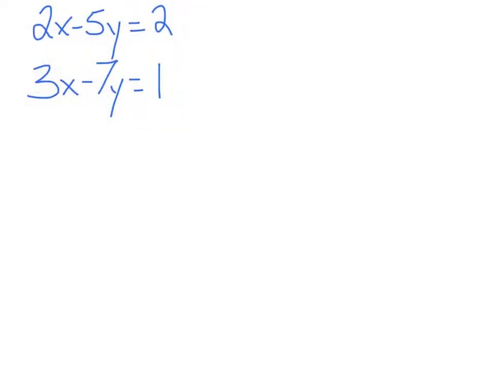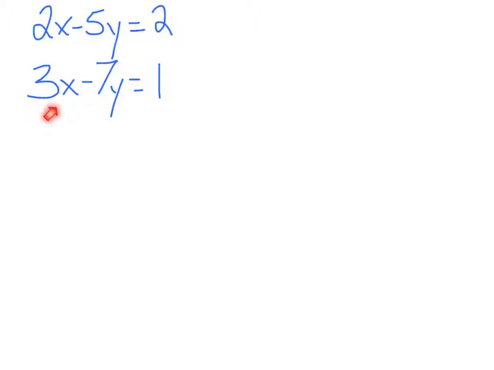Here's a system of equations that we're going to solve by the elimination method. The elimination method is much more versatile than the substitution method and should probably be used almost exclusively. It's much easier. We have to have both variables on the same side of the equation in both equations, and they need to be lined up like they are here.